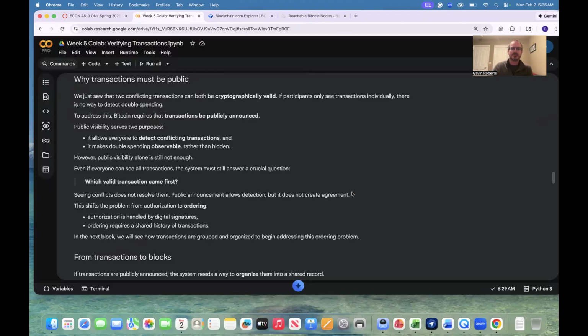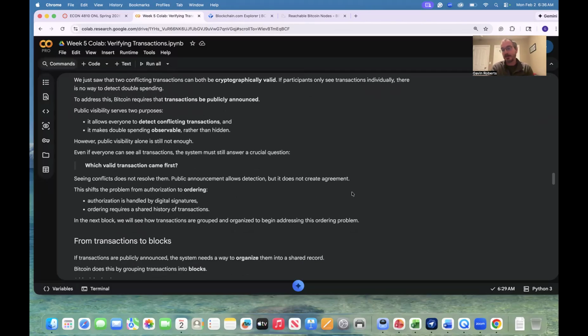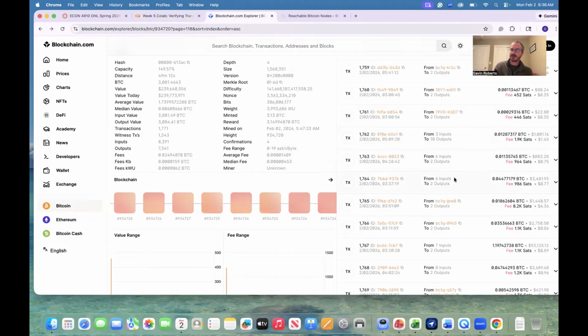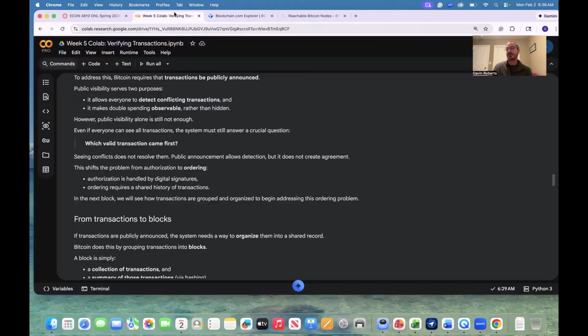We just saw that two conflicting transactions can both be cryptographically valid, so we haven't solved that problem cryptographically. If participants only see transactions individually, there is no way to detect double spending. So to address this, Bitcoin requires that transactions be publicly announced. Right there are the publicly announced transactions that made it onto this block. They're publicly announced before they end up on a block, by the way.